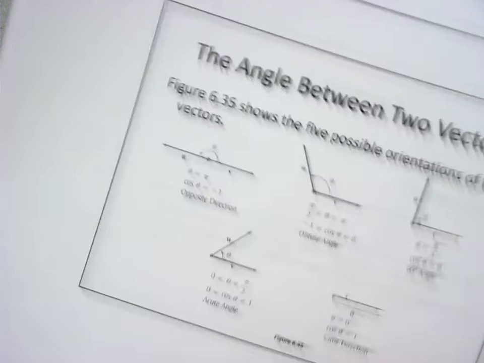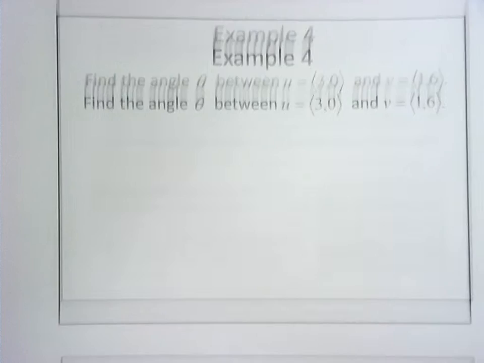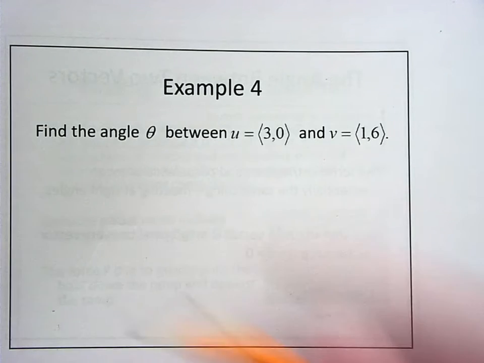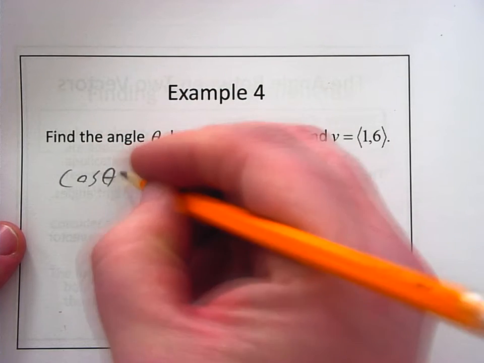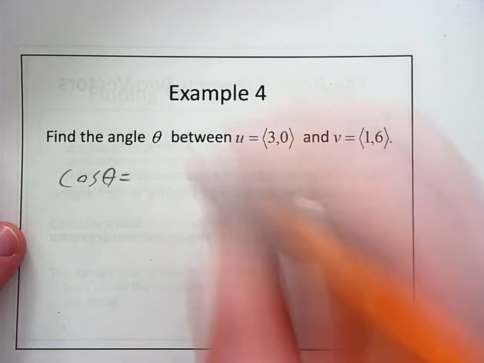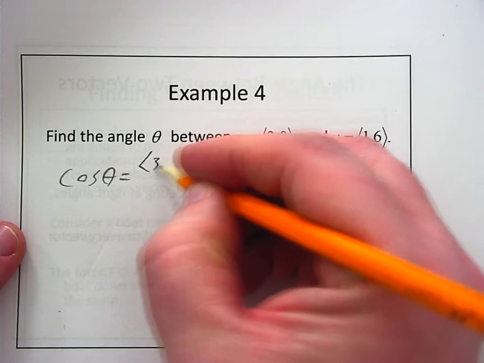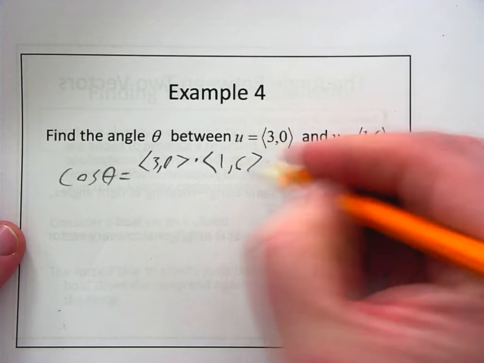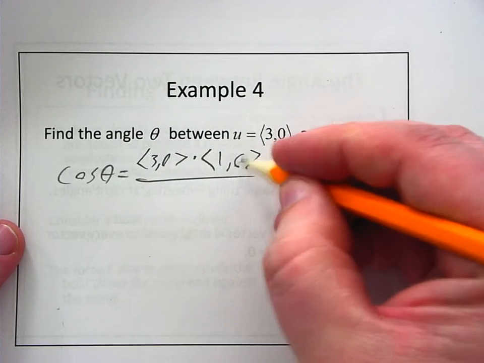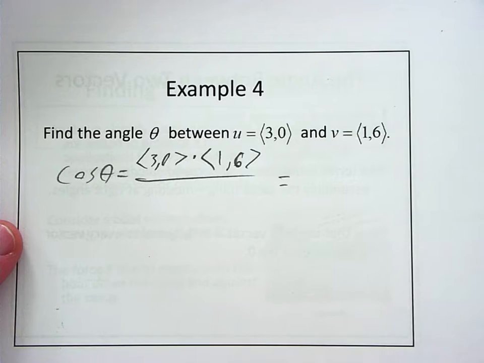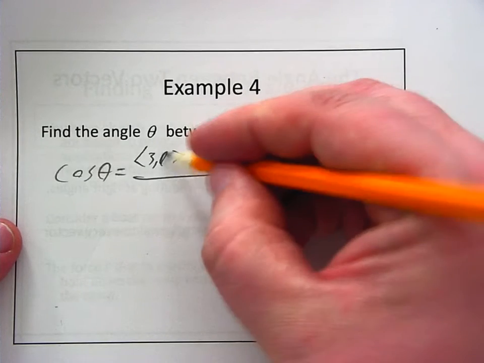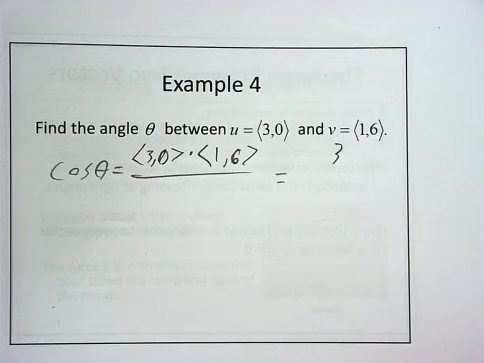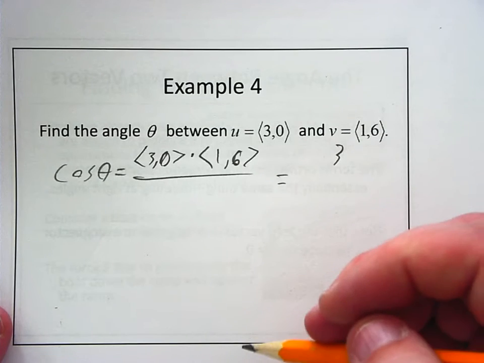Okay? So, if I have these two vectors, and I want to find theta, I'm going to set up cosine of theta equal to these two vectors dotted together. What do I get when I dot those two vectors together? That is 3. Yeah, 3 minus 0 is just 3, or plus 0, whatever. On the bottom, what do I have?